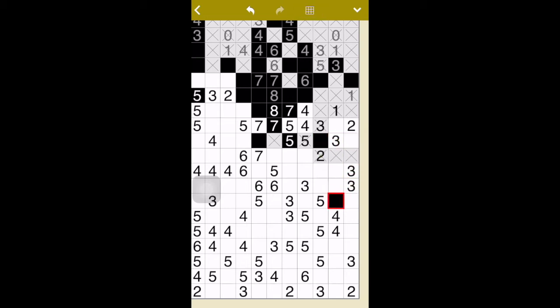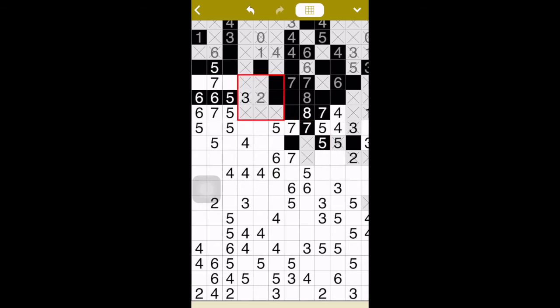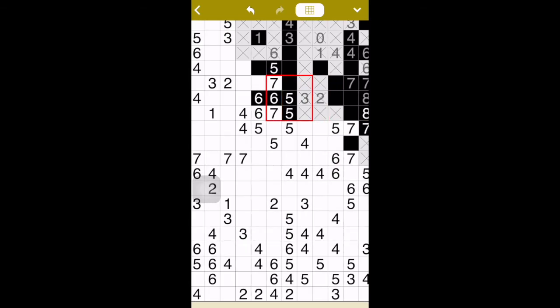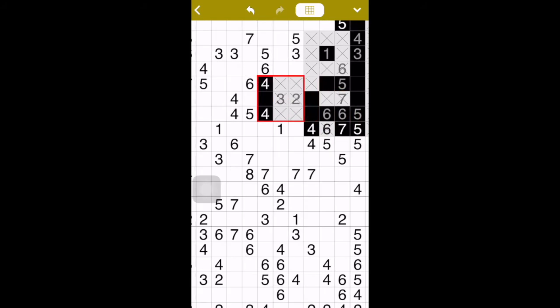Same number, okay. Same number, right? 5 and a 5. One black, two gray spaces. So in this column, one black, I also need two gray spaces. Okay. Oh, I forgot about that one. Okay. Difference of 1, 6 and a 5. Okay, that comes with that. Oh, okay.